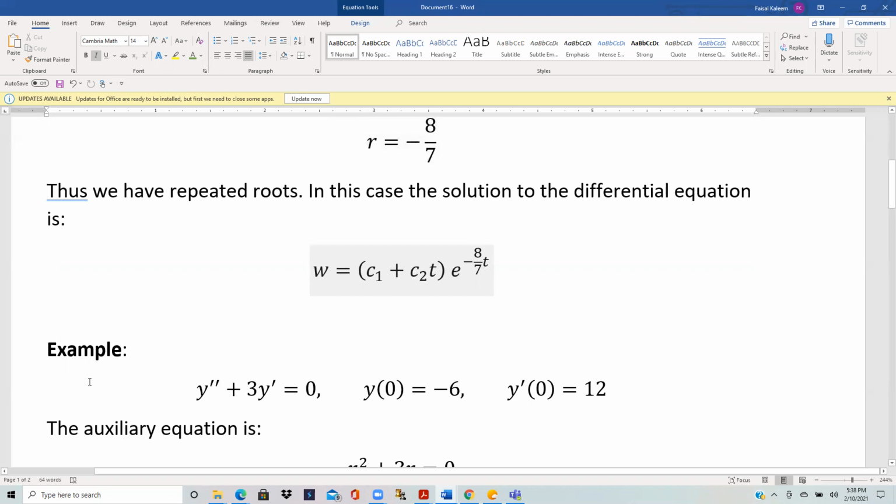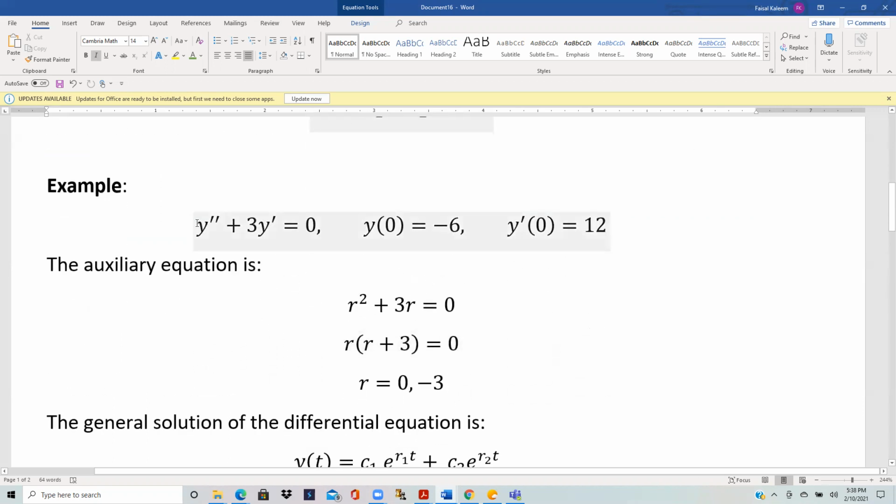So the next example is you have y double prime plus 3y prime equal to 0. But now we have initial conditions also, y of 0 equal to negative 6 and y prime of 0 equal to 12. So we start the same way. The auxiliary equation would be r squared plus 3r equal to 0. This factors into r times r plus 3. So r equals 0 and negative 3.